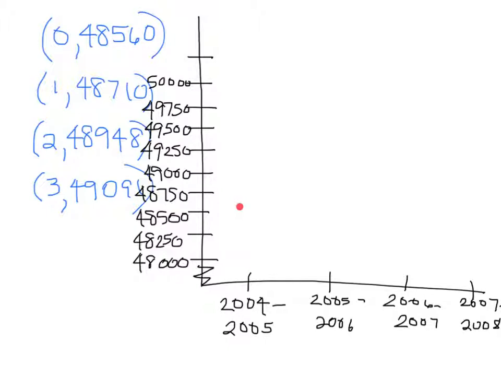2005-2006 is the domain of 1, so 48,710. 2006-2007 is domain 2, 48,948. And then the last one is domain 2007-2008, which is 49,091. So there we are with our line, and we can connect those dots if we wanted to. And that would be what our graph would look like.